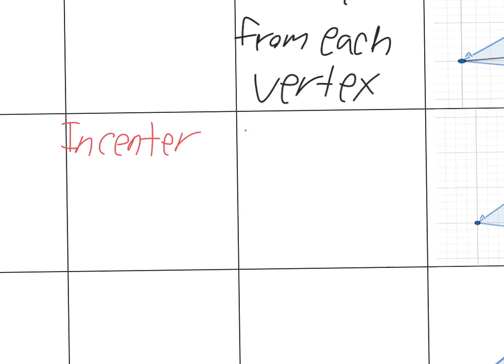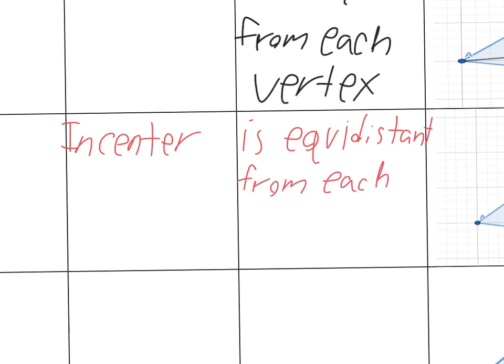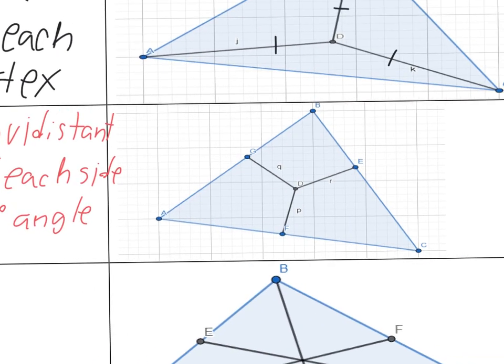And the incenter is equidistant from each side at a 90-degree angle. So we look over at our sample. We have point D as our incenter. We're saying that segments Q, R, and P are congruent, and each of them makes a 90-degree perpendicular angle with their side.